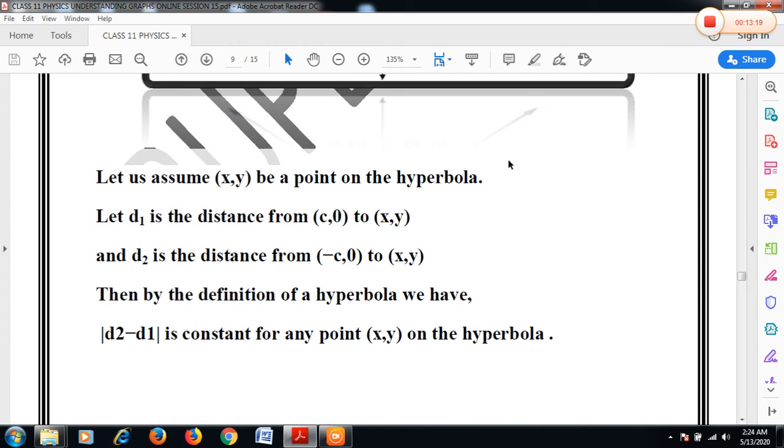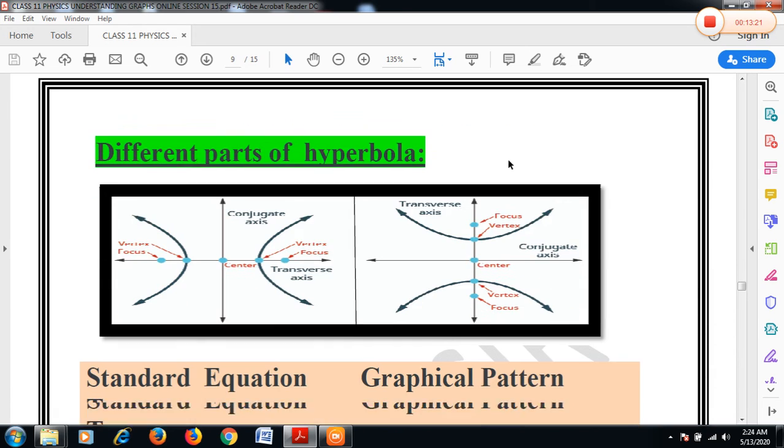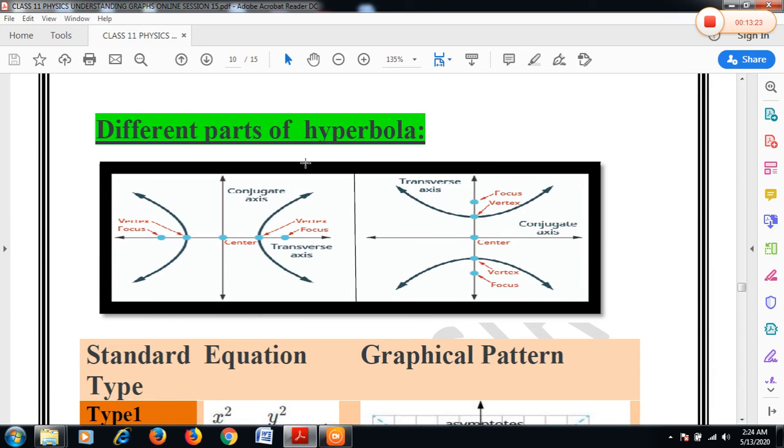For each and every position (x, y) on the hyperbola, there are mainly two types of hyperbola. This is the horizontal type and this is the vertical type. These are the two foci, this point and this point. Here we have two vertices, this point and another point here. This is the center. And as we have already said, in this type of hyperbola the x-axis is the transverse axis, and along the y-axis we have the conjugate axis.